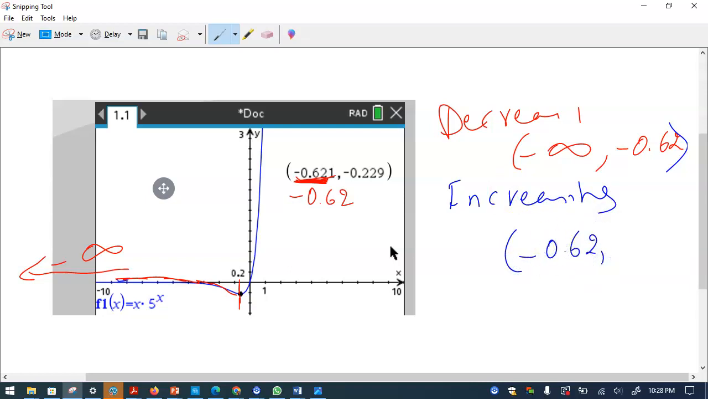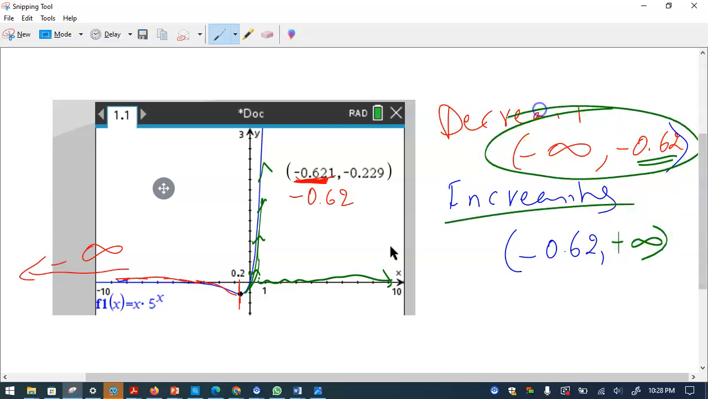Now let me use the other color here, maybe the green one. So this one is increasing, going up. See, this is increasing. So that means everything to the right of this 0.62, from here to plus infinity, it is increasing. So this is the decreasing interval. This is the increasing interval.